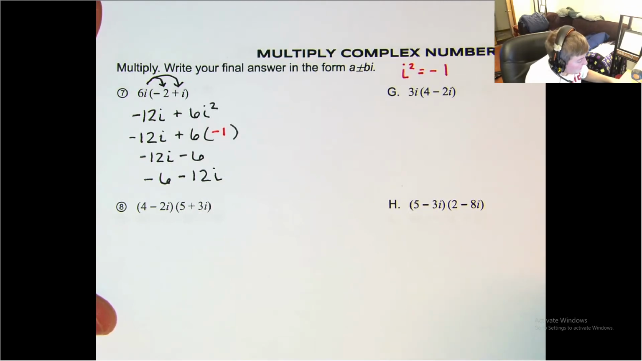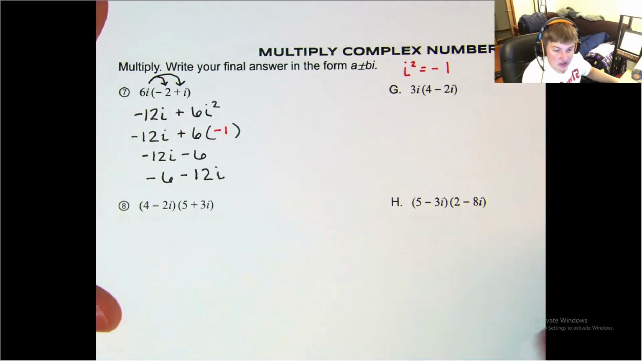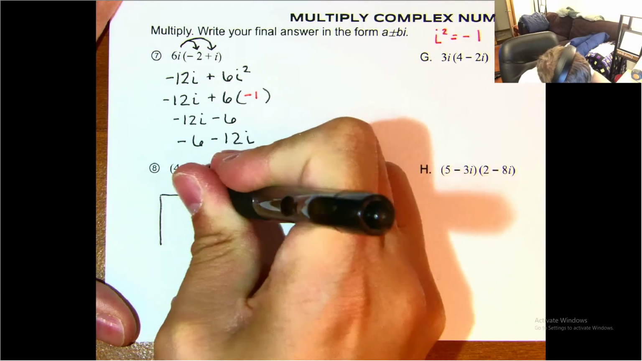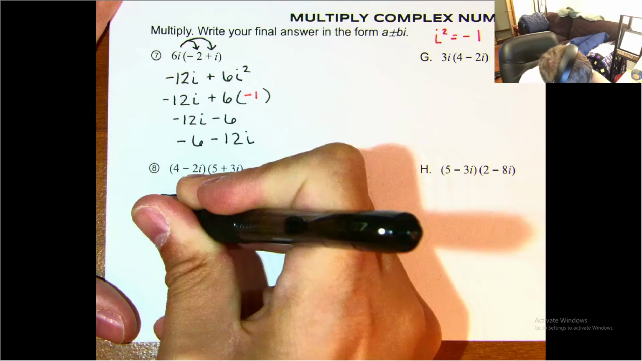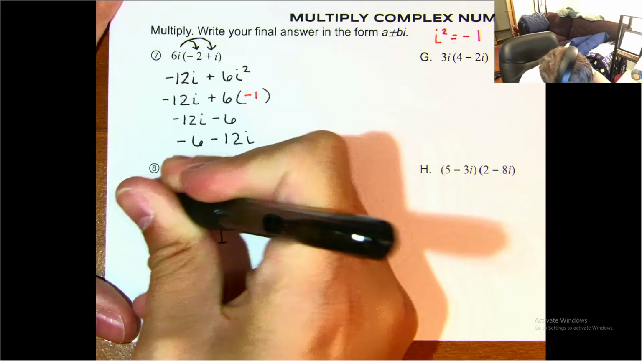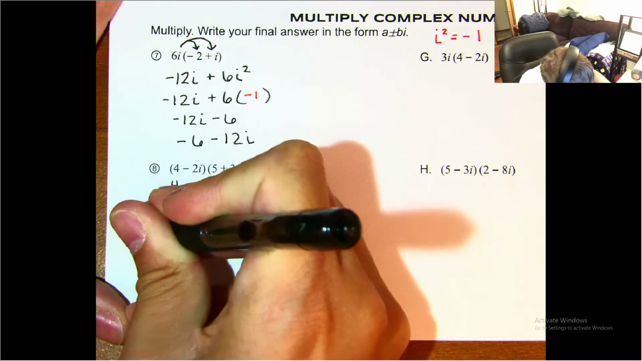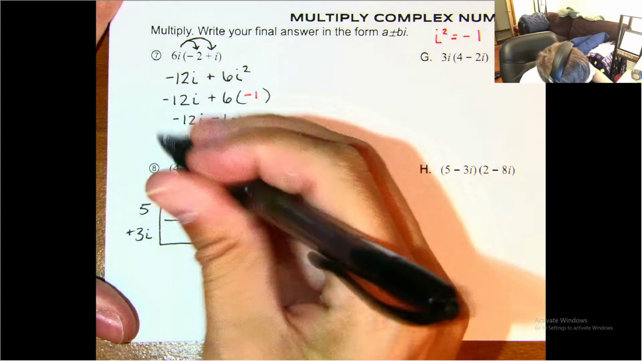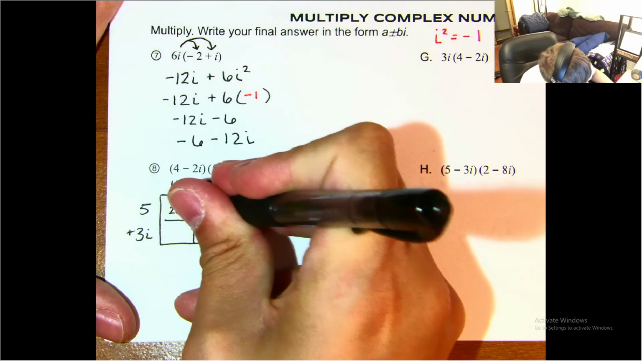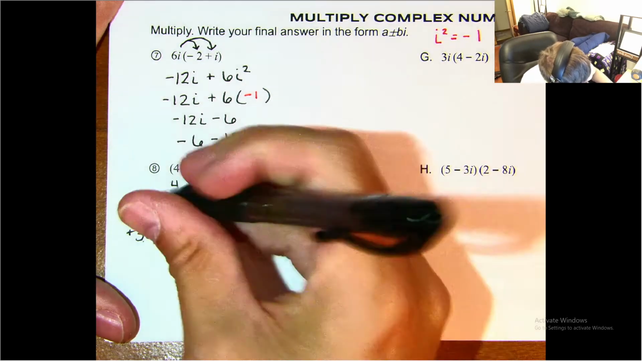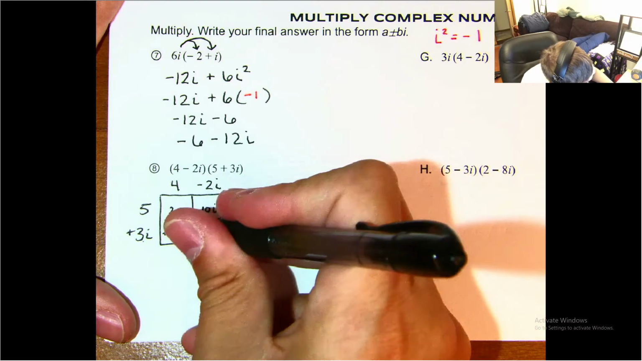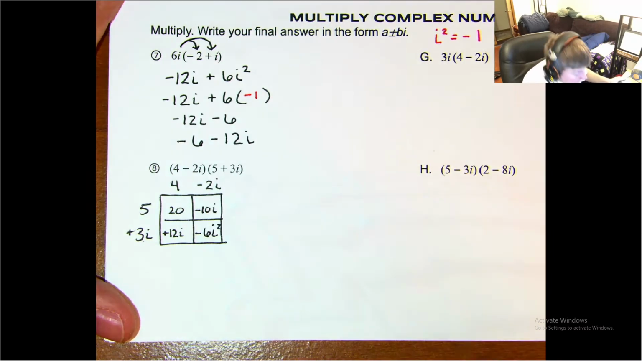Okay, now we can move on to 8. In 8, we're multiplying two binomials. So in my class, I would prefer to use the box method. Okay, so we're going to have 4 minus 2i, 5 plus 3i. And we can go ahead and multiply. 5 times 4 is 20. 5 times negative 2i is negative 10i. 3i times 4 is 12i. And then 3i times negative 2i is negative 6i squared.